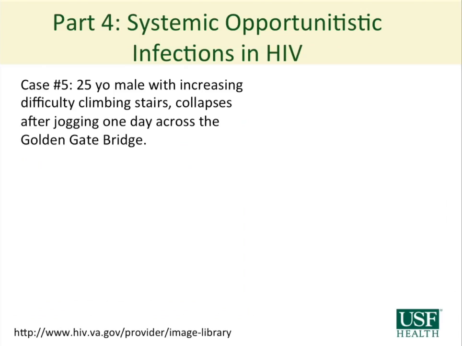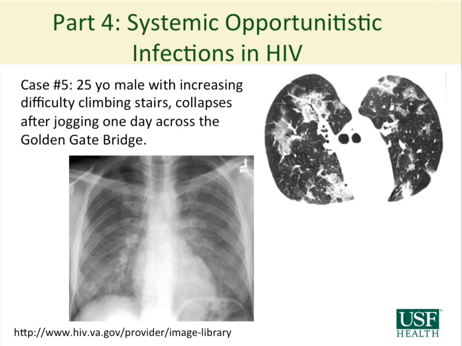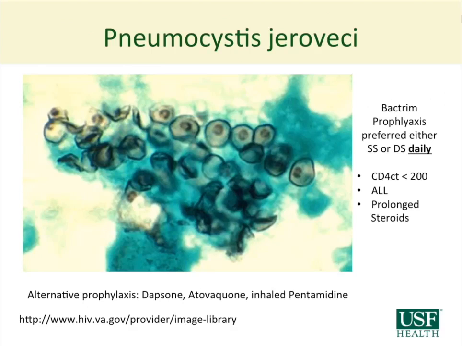So in terms of systemic opportunistic infections in HIV, a classic case: you have a 25-year-old gentleman with difficulty climbing stairs, collapsing after jogging one day across the Golden Gate Bridge, and the x-ray looks like this, and this is classic. This is how people really started finding out about HIV: Pneumocystis pneumonia. You can see these lung findings are kind of speculated lesions, and this is Pneumocystis jirovecii, described as crushed ping pong ball lesions.